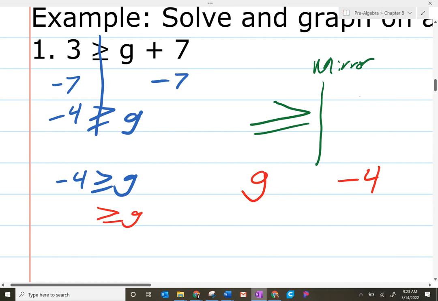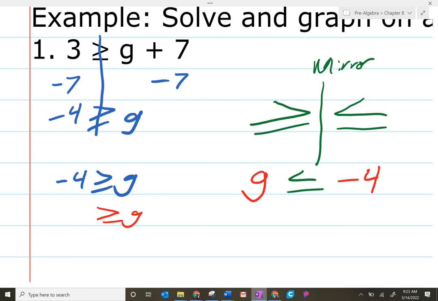Okay, I need to flip it because we now have it on the opposite side. Looks like an angry face. We're going to flip sides. So it used to look like this. Now it's going to be like that. So g is less than or equal to negative 4. So again, if I flip sides, if I flip these around, I have to flip the sign.